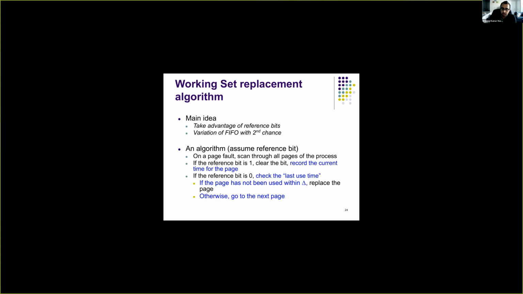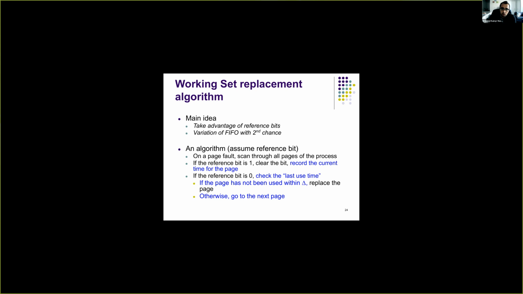Okay. So the only minor modification is that when we have the reference bit 0, we check the last use time and we ensure that the last use time is not within the past delta seconds, like within delta.